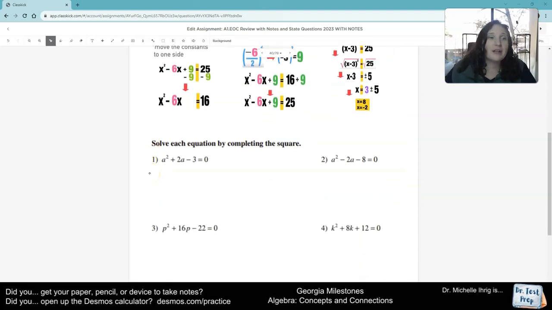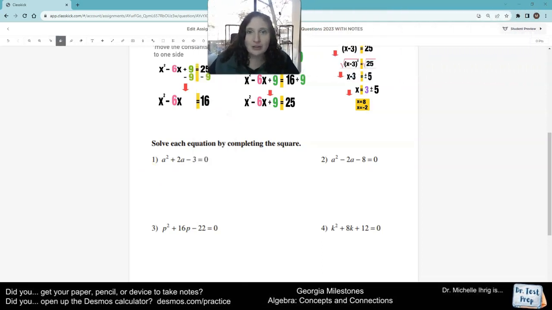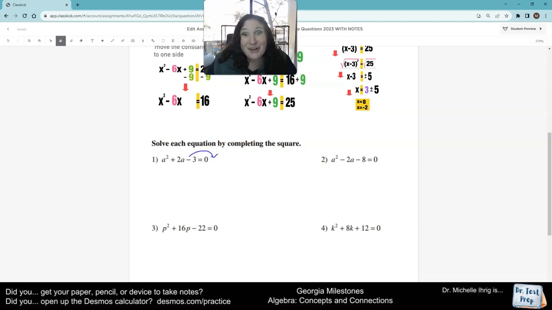All right, first what we're going to do is move whatever the constant is to the other side. Now, this is subtracting 3, so what's the opposite of subtracting 3? Adding 3. So step 1, Dr. Ihrig's way, is move the constant. So that gives us a squared plus 2a equals 3.